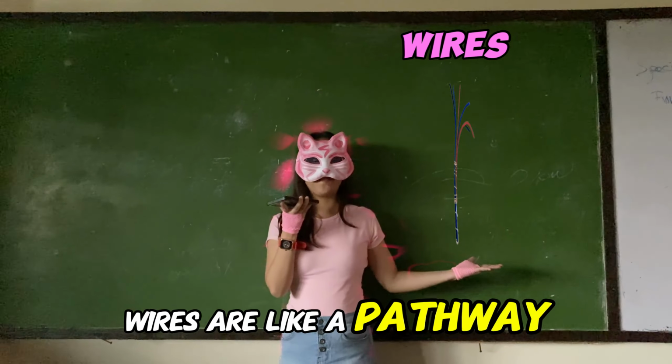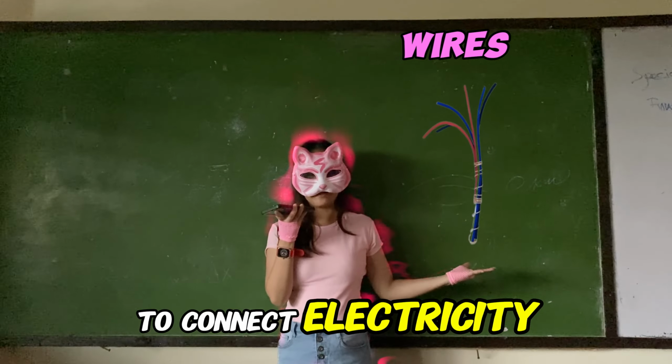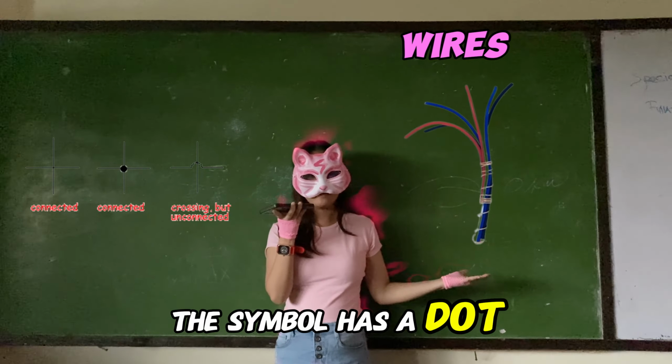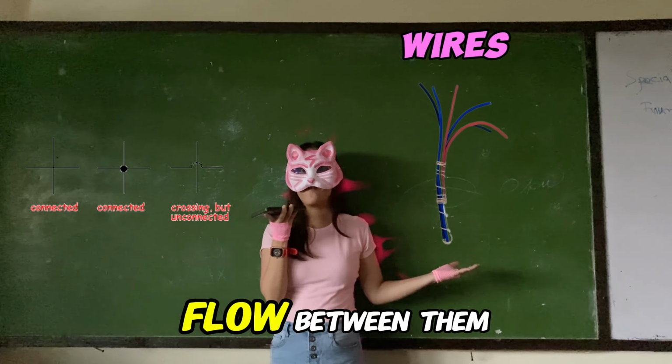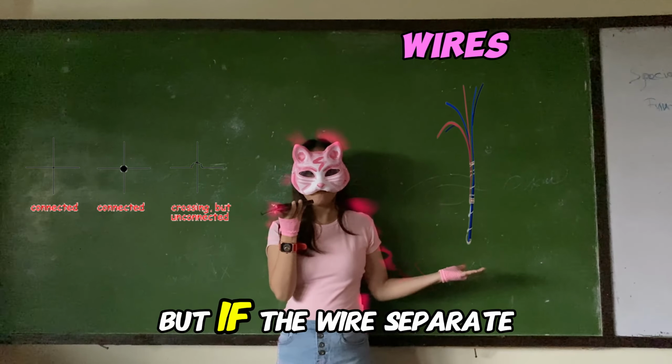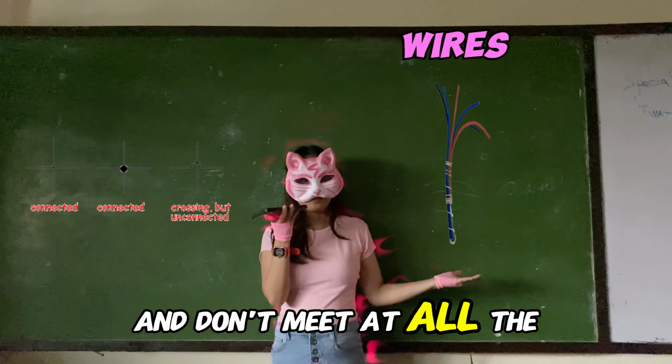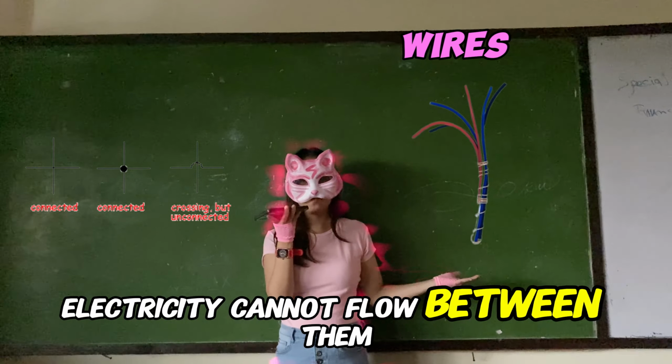Wires are like a pathway to connect electricity. When two wires are connected, the symbol has a dot. It means the electricity can flow between them. But if the wires are separate, unjoined, and don't meet at all, the electricity cannot flow between them.